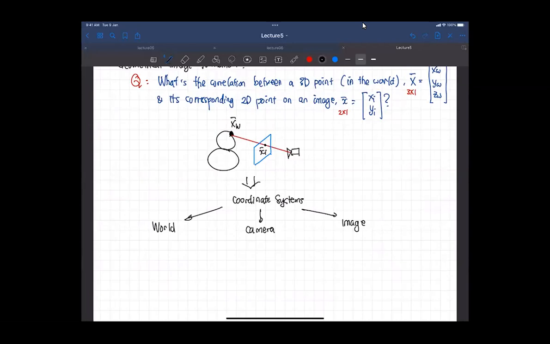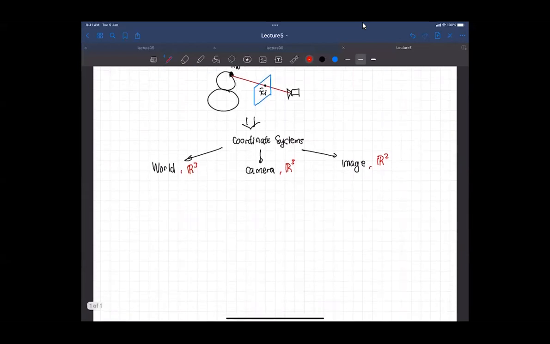So world, obviously, this one is R3. Camera is R3, and image is R2. Right? Okay, great. Any questions so far here?